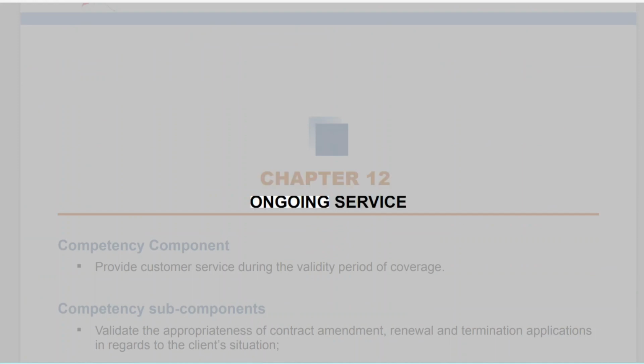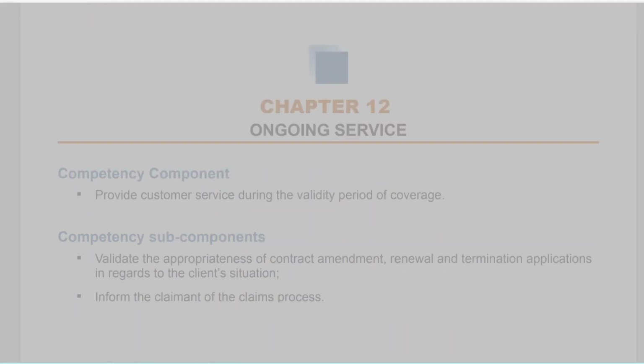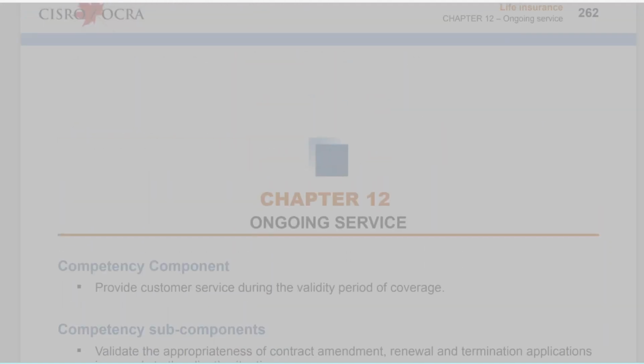Chapter 12. Ongoing Service. Competency component: provide customer service during the validity period of coverage. Competency subcomponents: validate the appropriateness of contract amendment, renewal and termination applications in regards to the client's situation; inform the claimant of the claims process. Life Insurance, Chapter 12, Ongoing Service, 262.